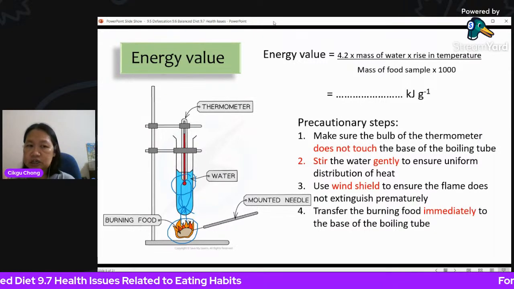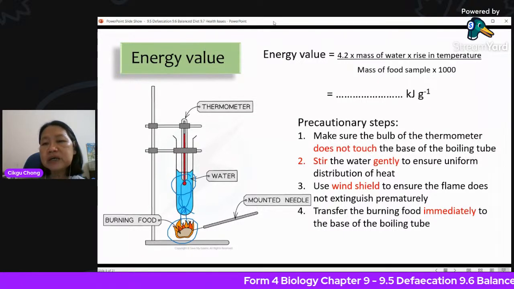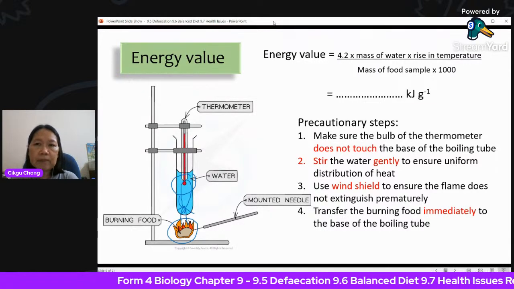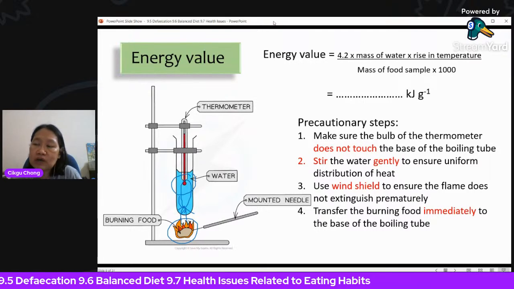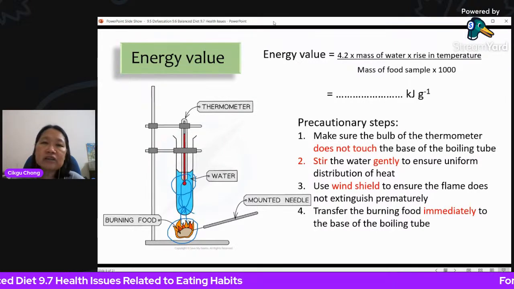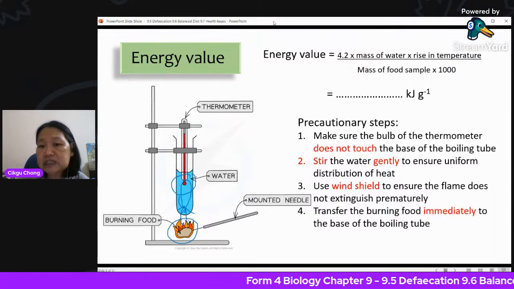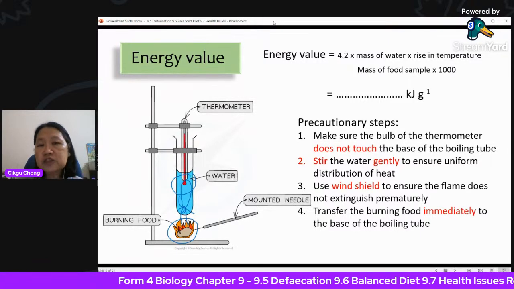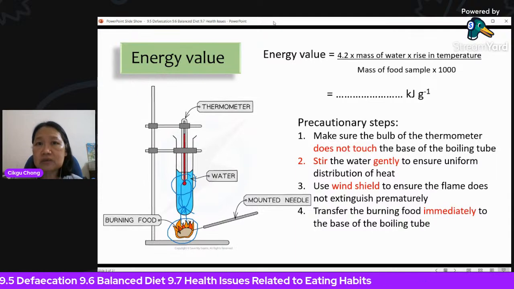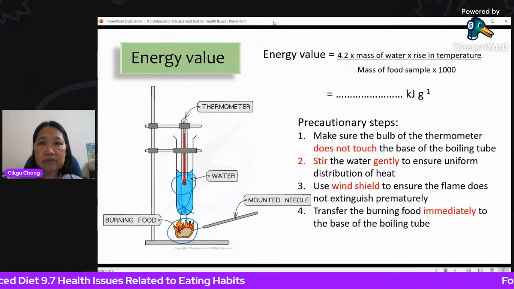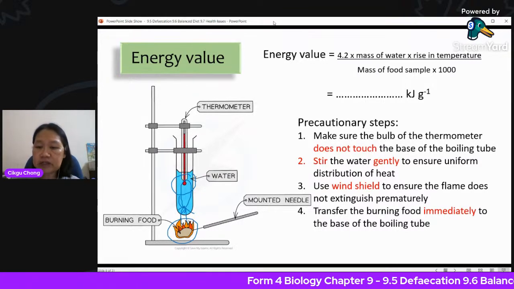You also want to make sure that the heat is absorbed by the water. So you try to transfer the burning food immediately. Don't keep it burning in your Bunsen burner. You put it into the Bunsen burner to ignite your food, but once it starts burning, do not keep it in the Bunsen burner and forget to take it out. Once it starts burning, you have to put it immediately at the base of the boiling tube, to make sure the energy released by the burning food is absorbed by the water as much as possible. So don't waste the energy into the atmosphere. Pass that energy to the water, and then you measure it later using the formula.